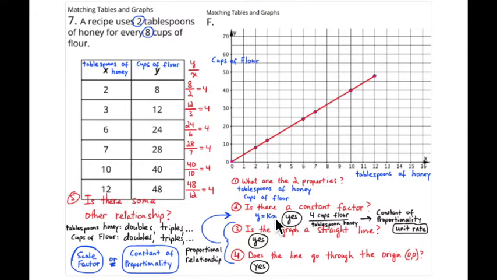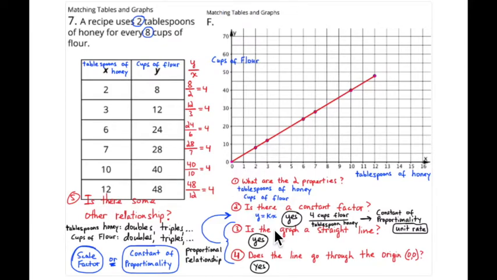So you use that to set up the equation y divided by x, or y over x equals k, and so therefore y is equal to k times x. It's that multiplication, that constant factor. And so yes, there is a constant factor in this problem. It's the constant of proportionality. It's the unit rate, 4 cups of flour per 1 tablespoon of honey. The graph is a straight line. And that line also goes through the origin, 0, 0.